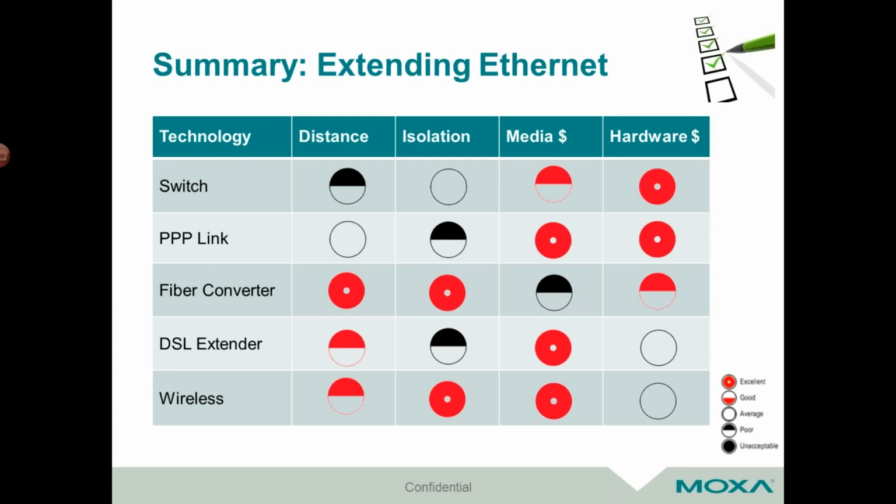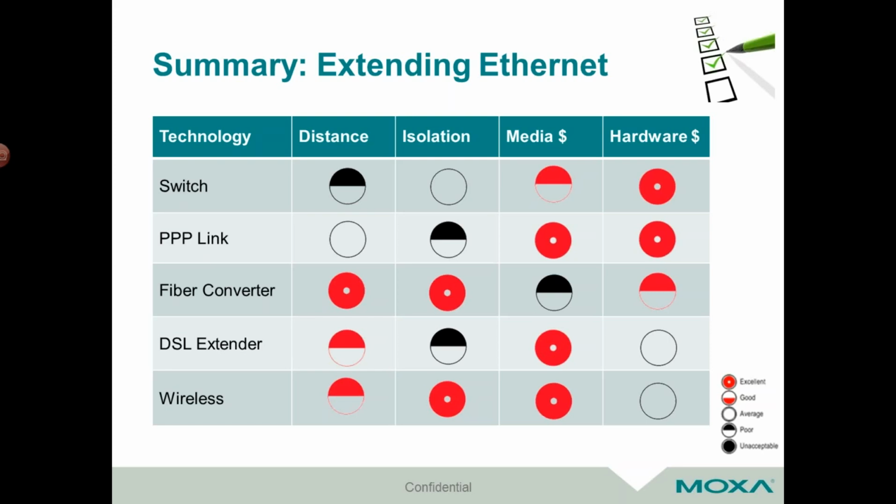We switch over to fiber converters, which are awesome for distance because fiber can go upwards of 50 kilometers, and it's great for isolation because most fiber will be isolated. However, fiber tends to be very expensive. DSL extenders are very good for distances, not so great for isolation, and the media, because it's already there, is pretty much free, which is awesome. And then, of course, the cost of the hardware is kind of in the middle of all of them.